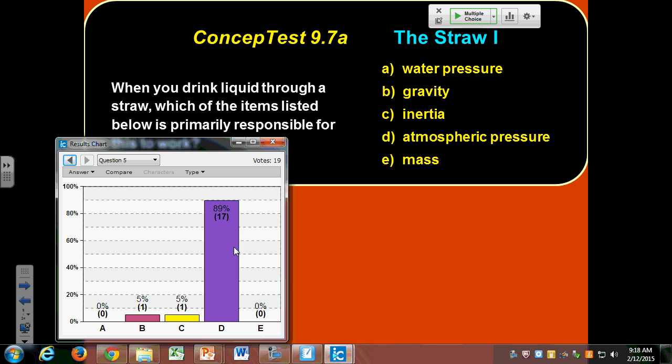All right, D is the right answer. Remember, we talked about this, that when you drink liquid through the straw, it's that pressure from the atmosphere that's pushing the liquid down and then up into the straw and into your mouth. And all you're doing really is just causing a slight difference in pressure. So you're causing a slight vacuum inside of your mouth that causes the atmospheric pressure to work, to push that liquid up into your mouth.